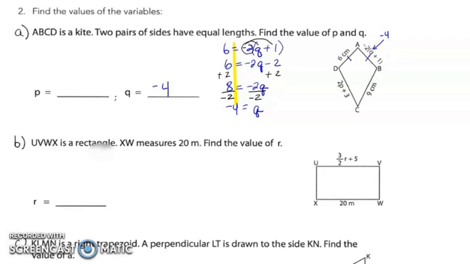I'm going to do the same routine for the bottom half of the kite. Those two sides must be equal in this geometric shape, which means 2p plus 3 has to be equal to 9. Notice this time the letters are on the other side. It doesn't matter which side it's on, and we're going to leave it on that side.